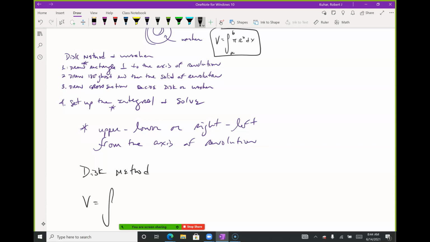So the volume is the integral from a to b of pi r squared dx, where r is the height of the rectangle. And so why am I not saying f there? Because it depends on what the situation is. The height of the rectangle could be the height of the function, or it could be something far more complicated. So I have to wait and see what the picture is going to tell me.